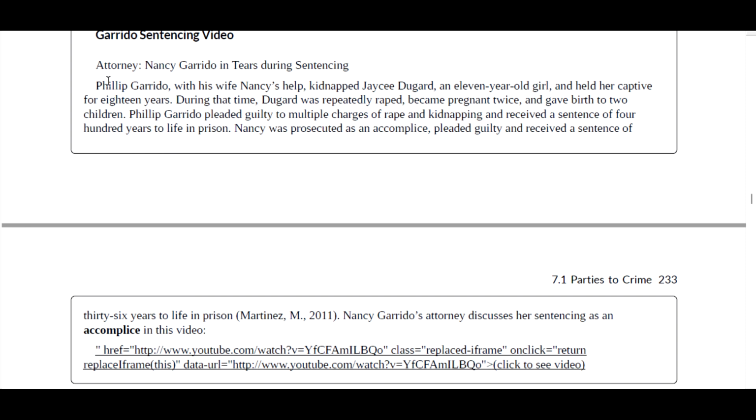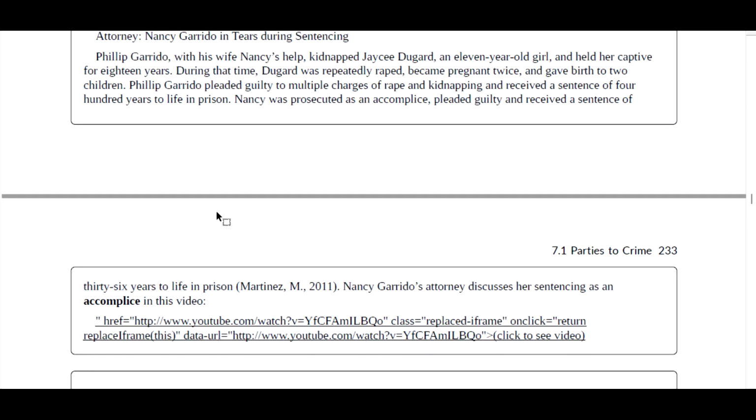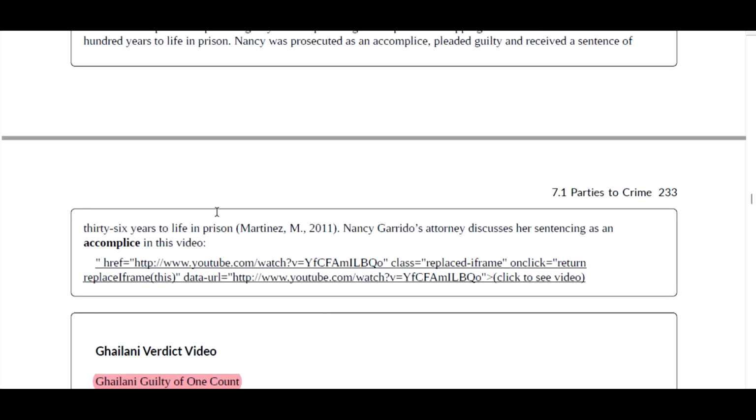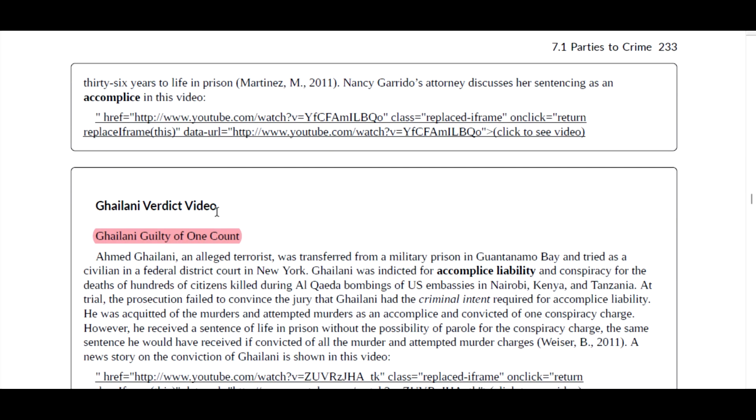Just know that Philip and Nancy Garrido, Philip kidnapped a young girl and held her captive, and obviously Nancy is an accomplice. But the question comes, she's a wife. Does that count as that? Hint, hint, that's related to one of our things as well. And then I cannot pronounce the name right.